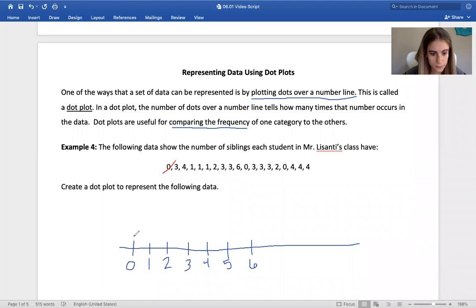So we have a 0, a 3, a 4, and we have 1, 2, 3 ones, another 2, 2 3s, a 6, a 0, 1, 2, 3 more 3s, a 2, 0, and then 3 4s.